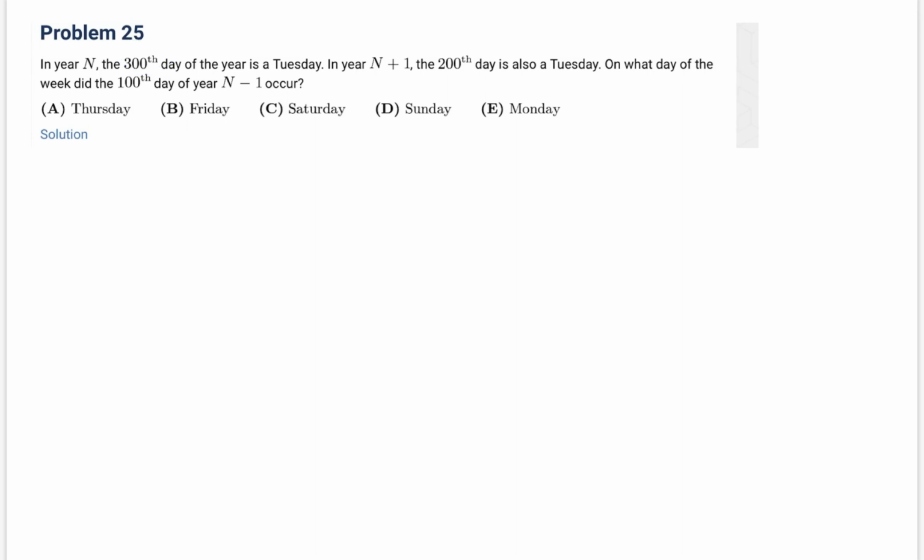The 300th day, year n at day 300, is a Tuesday. So if we subtract by multiples of 7, then we would subtract 280. So day 20 would be Tuesday, day 21 would be a Wednesday, and then day 0 would be a Wednesday, which is day 365 of year n minus 1. This would be a Wednesday.